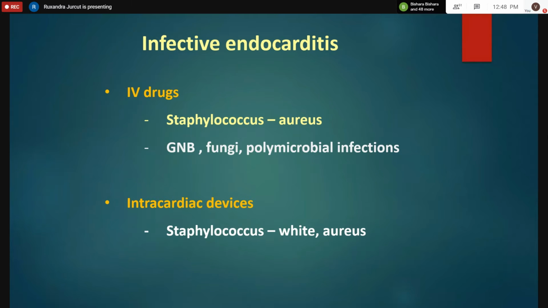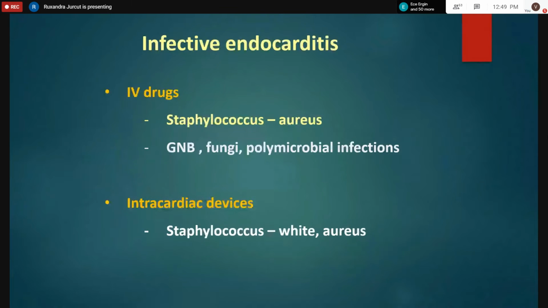In IV drug users, as you can imagine, the main germs are those found on the skin, because they enter with the drug needle, and that's mainly Staphylococcus. But one of the characteristics of IV drug users is that they can get polymicrobial infections, because if they have more punctures, then at each puncture they could get in a different germ.